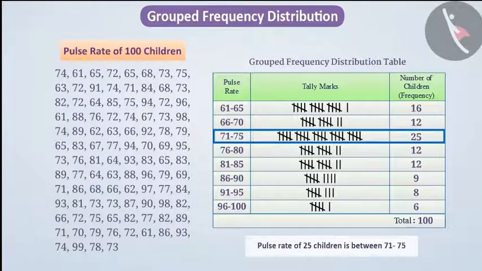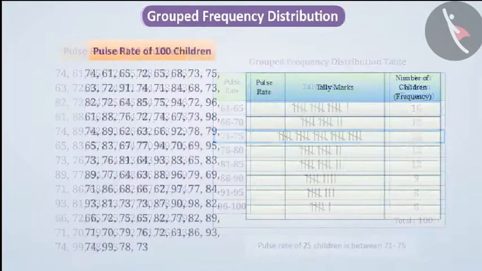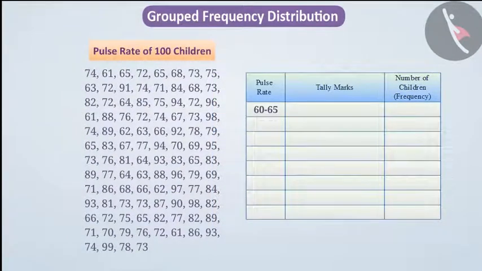Now, we can get information from this table more easily, like the pulse rate of 25 children is between 71 to 75. We can also form groups of 60 to 65, 65 to 70, 70 to 75, etc. To organize the given data, let's organize the data into these groups.